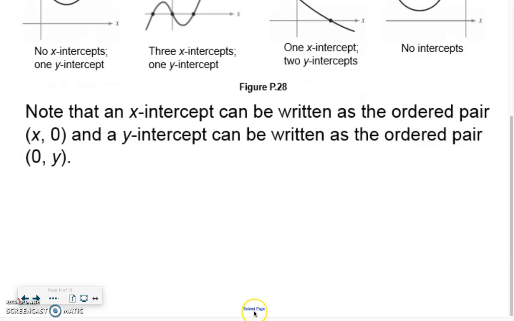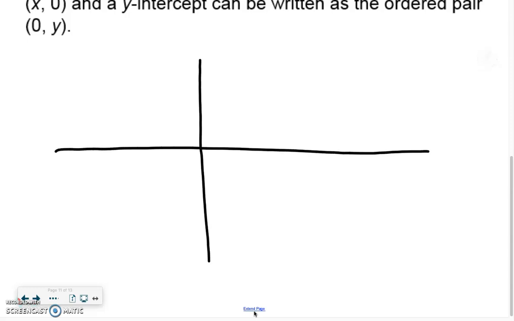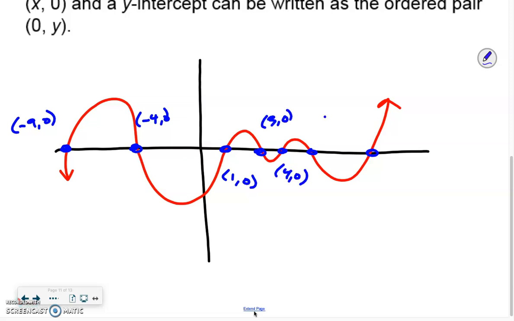So I'll just make a quick sketch down here. If we were to think about something like this, trying to make something ridiculous, we would claim that if this were our sketch, we have an x-intercept here, here, here, here, here, here, and here. That's a whole bunch of x-intercepts. But each one of these is going to be written in a way such that, again, just making stuff up, maybe this is -9, 0. Maybe this is -4, 0. Maybe this is 1, 0. Maybe this is 3, 0, 4, 0, 6, 0, 10, 0.